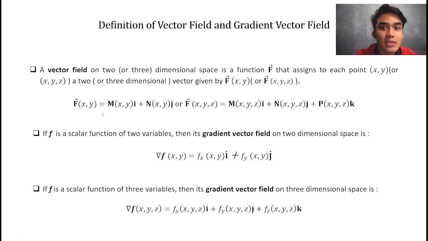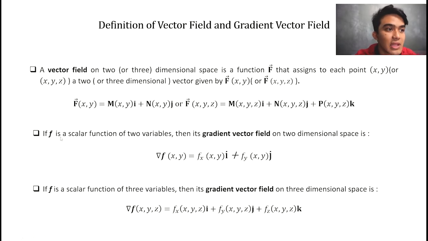The equation that is commonly used is f(x, y) equal to M(x, y)i plus N(x, y)j for 2-dimensional or 2 variables. For the 3-dimensional or the 3 variables, it is written as f(x, y, z) equal to M(x, y, z)i plus N(x, y, z)j plus P(x, y, z)k.